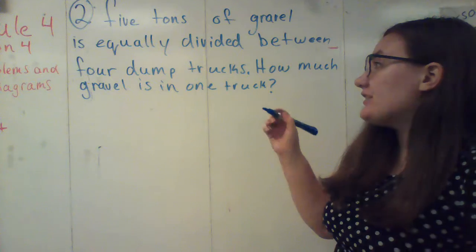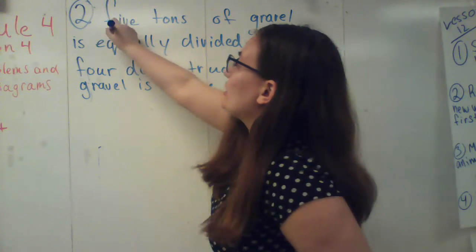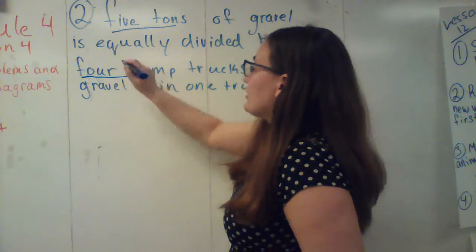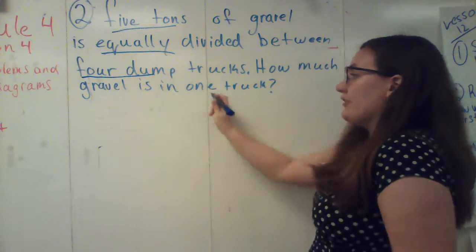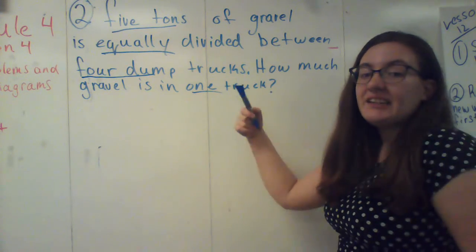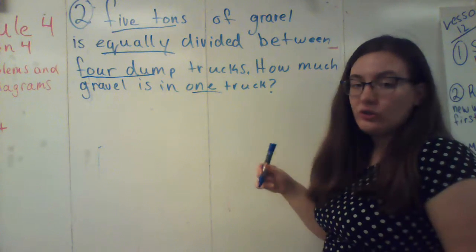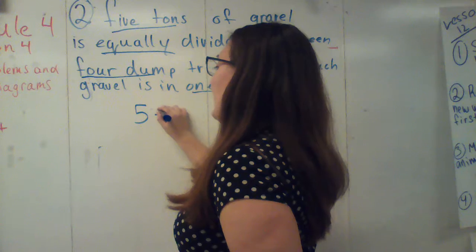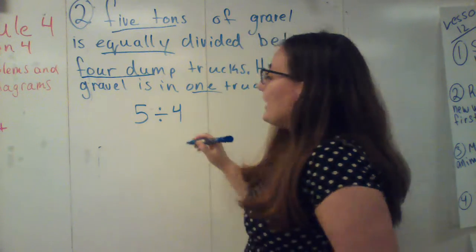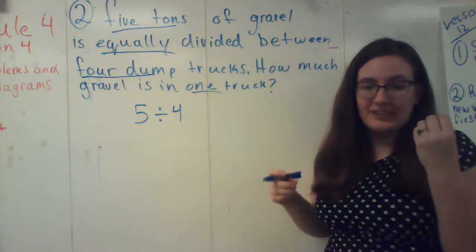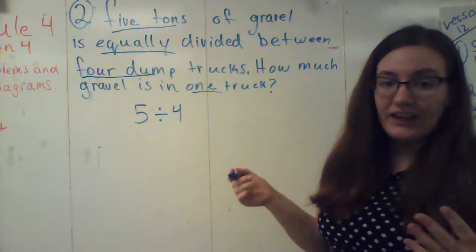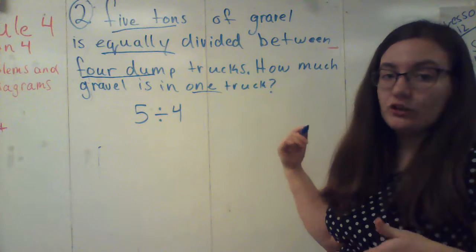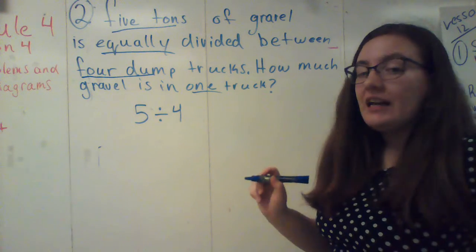But now that I am dividing, what I can assume is going to be 5 tons being divided up into 4 dump trucks equally. I'm trying to find out how much is 1 truck. Now it's going to be a little bit more difficult, because now I have a problem where it wants me to do 5 divided by 4. And just using my number sense, I know that this is not going to divide evenly like the previous problem did. But I'm still going to try and use this tape diagram to help me out.